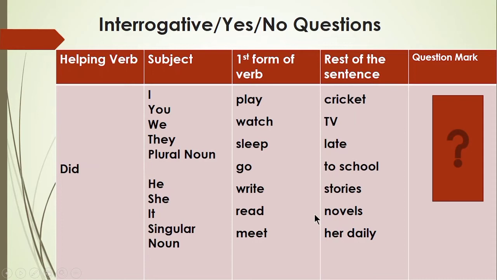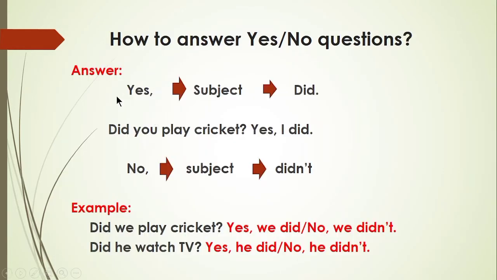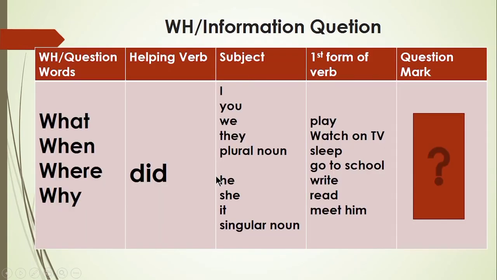Now, how to answer yes/no questions? The structure is we bring yes, then comma, then subject, and then did. For example, did you play cricket? Yes, I did. And if we have the answer in negative, no, then comma, then subject, then didn't. For example, did we play cricket? Yes, we did. And if no, no, we didn't. Did he watch TV? Yes, he did. If not, no, he didn't. So that is how we answer yes/no questions.